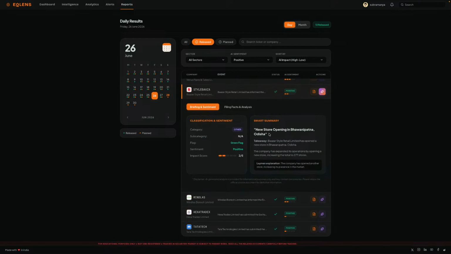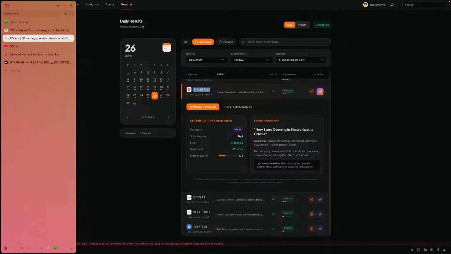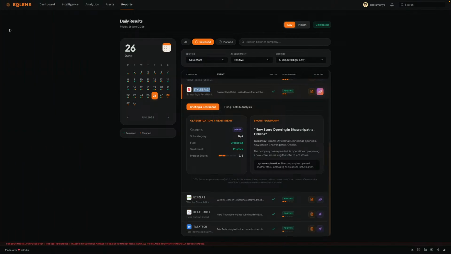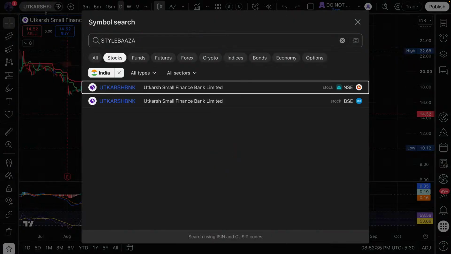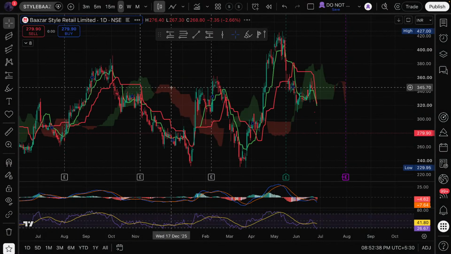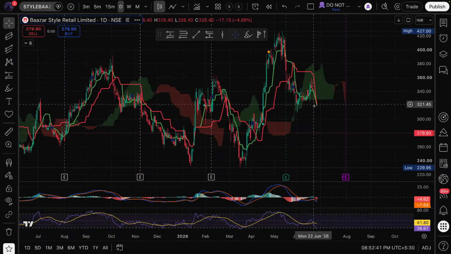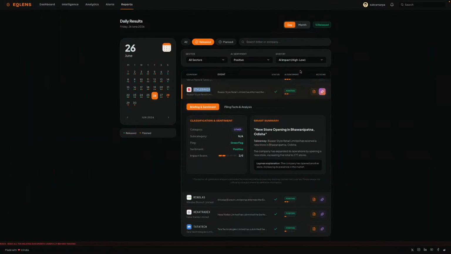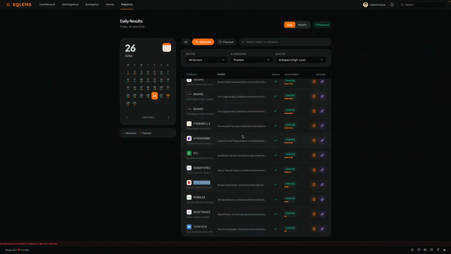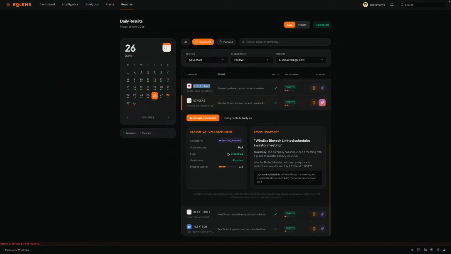Style Baza, new store opening in Bhawanipatna, Odisha. All right, a new store. I don't see this as even a mid cap stock. It might be somewhere in hundreds or less than hundreds. I never heard of this stock much. Style Baza trading at 320, and I see that it has gone down without any trades on a day chart. Not even going to touch this and get stuck in this. I haven't seen any Cyan Agro reports here though.